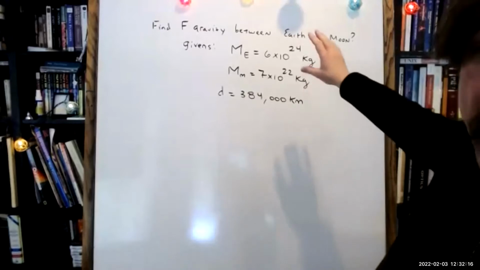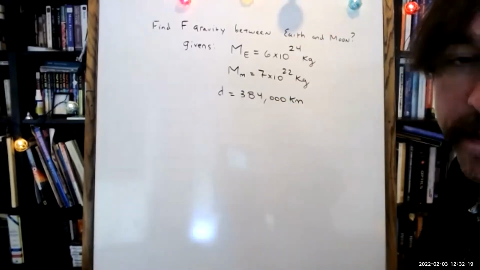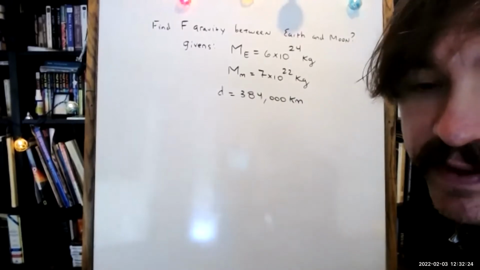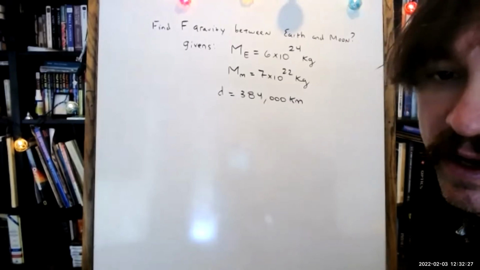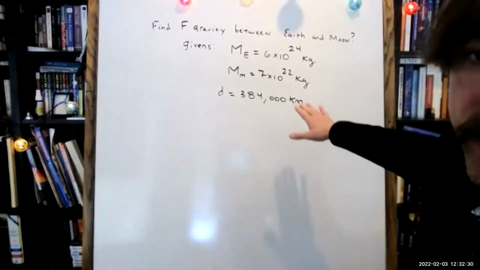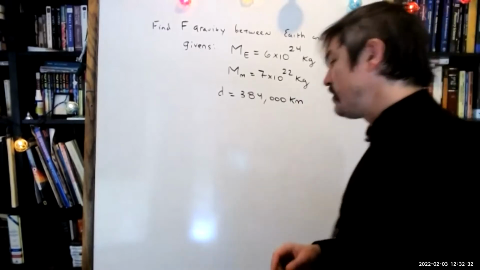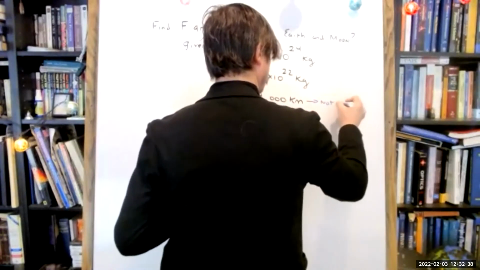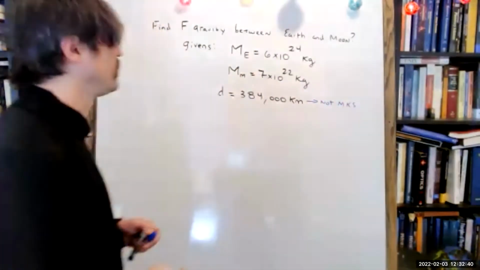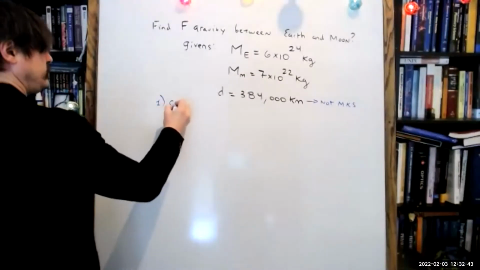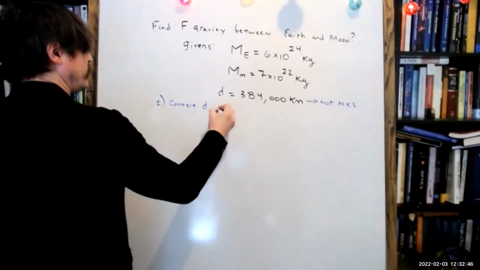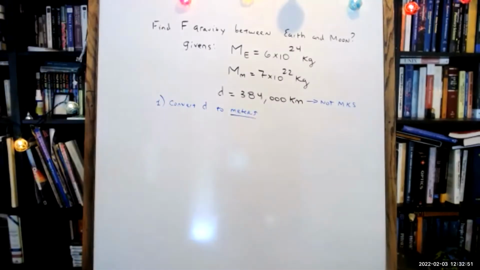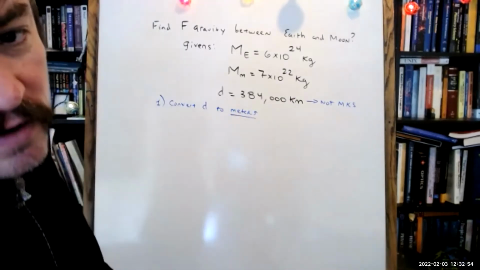In this problem, I gave you values the way that they would probably appear in a table, say from the back of your astronomy textbook, or in a table that you might find on the internet. However, kilometers are not MKS units. Our first step is to convert the distance to meters, because we're going to require meters for our formulae to work.